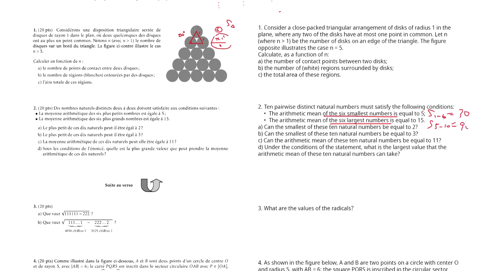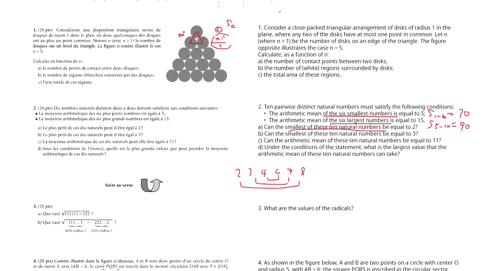Can the smallest of these 10 natural numbers be equal to 2? Yes, because we did this yesterday. It can be 2, 3, 4, 6, 7, and 8. So the first 6 give each pair a 10. So the average is 5, sorry, average 5, sum is 30.